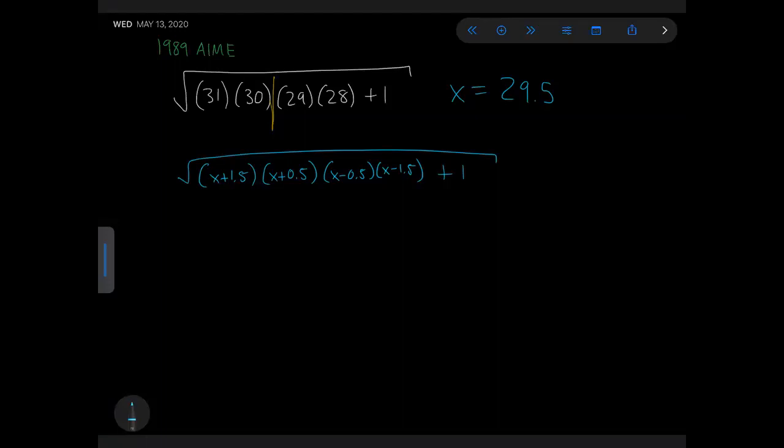Well, now we can use difference of squares. And that's the whole motivation for the midpoint trick. We see these x plus 0.5, x minus 0.5. We can group those together using difference of squares, and we'll get x squared minus 0.25. Doing the same thing for the two remaining terms, we get x squared minus 2.25 plus 1. We can do difference of squares again. We'll just say y equals x squared minus 1.25.